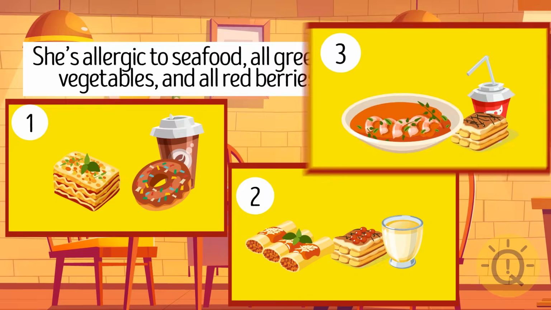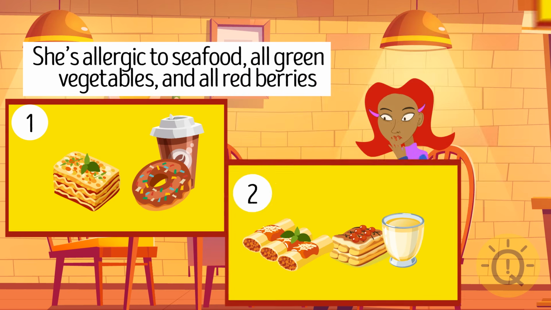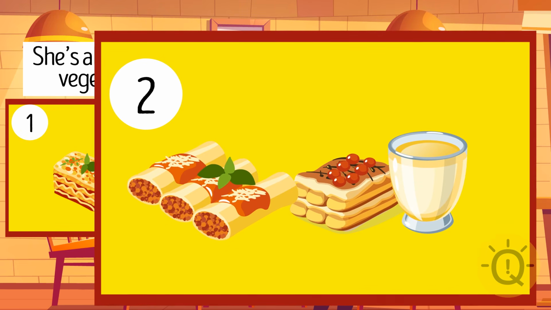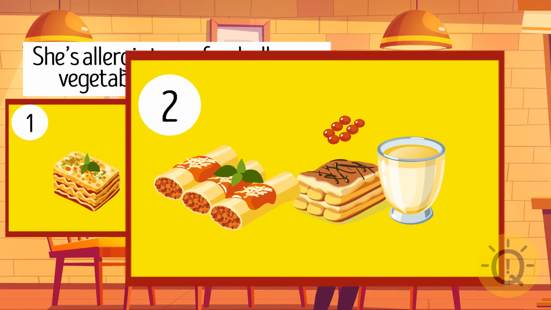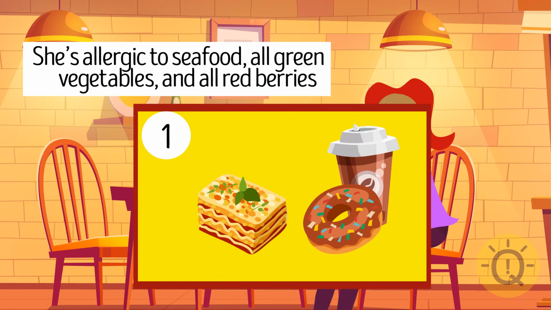First of all, let's exclude the 3rd lunch. There are shrimp swimming in this soup. The chicken burrito combo looks good, but the dessert contains red berries. So, Stella should choose the lasagna.